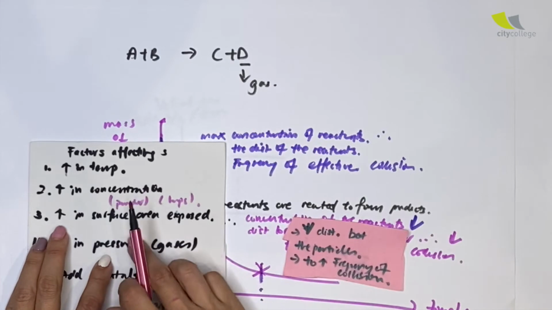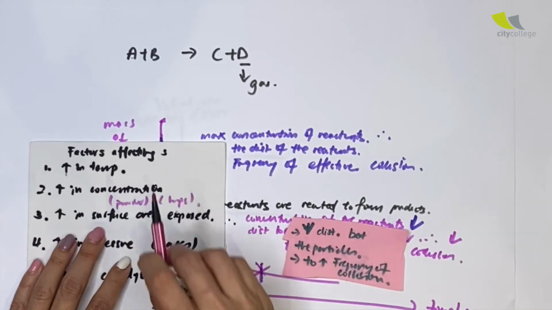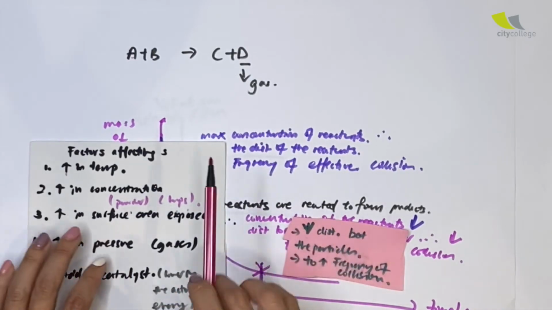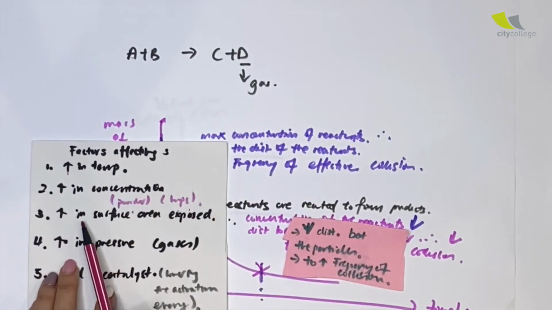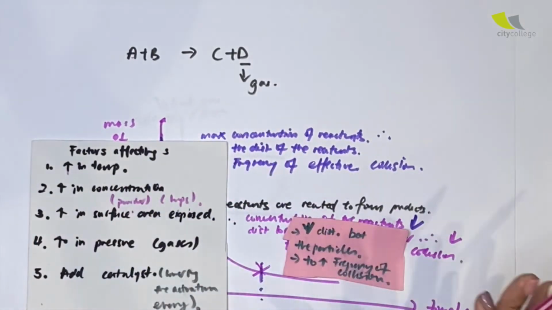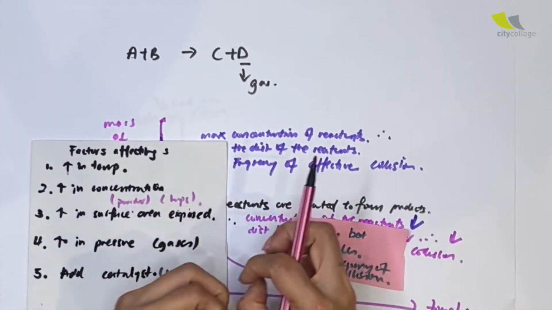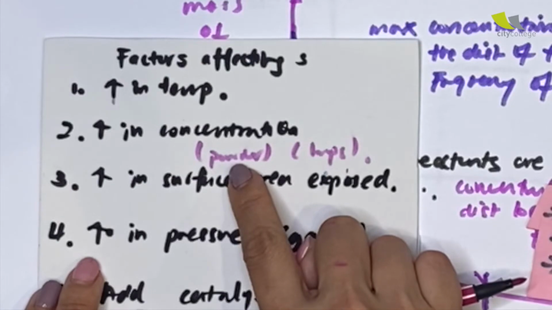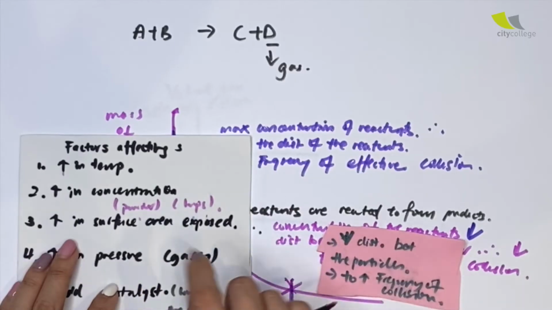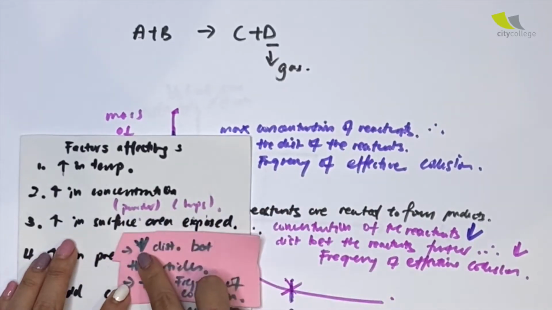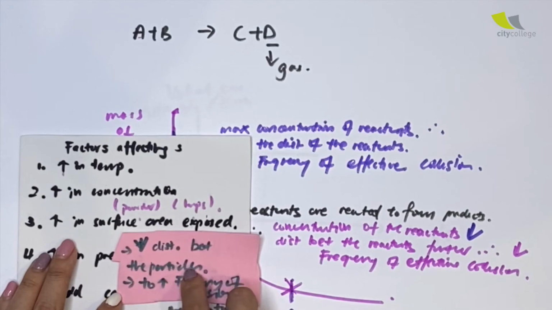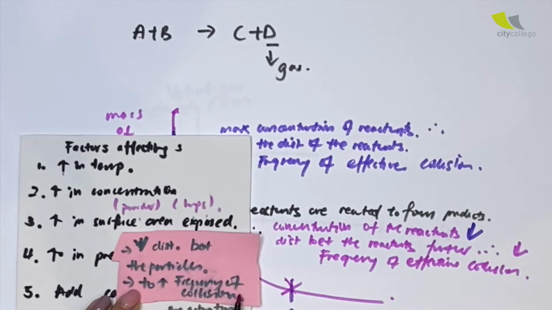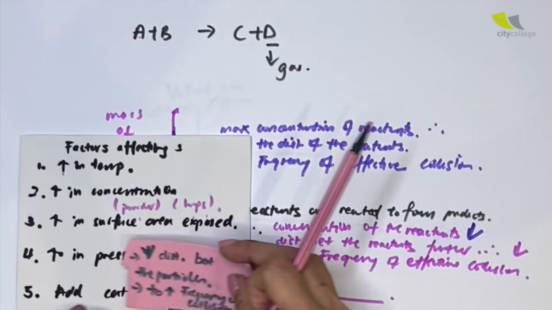Similarly, when I talk about surface area, I'm comparing between powder and lumps. Okay, so for powder, the surface area exposed is larger, as compared to lumps or balls of the reactants, obviously this will increase the rate of reaction. Why? When surface area increases, I decrease the distance between the particles because the particles now are closer together. Therefore, I will increase the frequency of collision, therefore increase the rate of reaction.